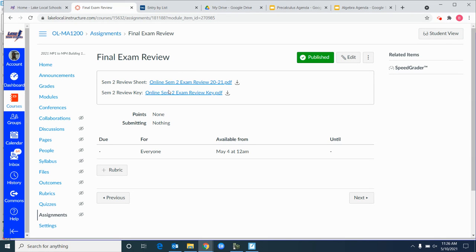And then here is the review key. I believe I sent out an attachment today or on Monday, but also it'll be online on Canvas as well. So you can access the review key there. It goes through the problems and lists the work as well.